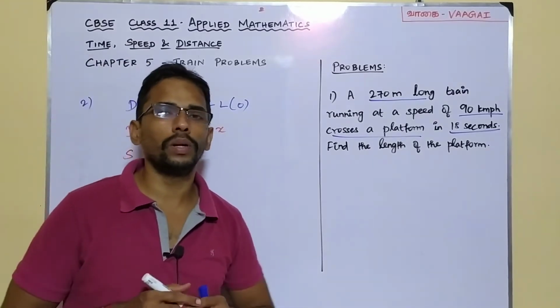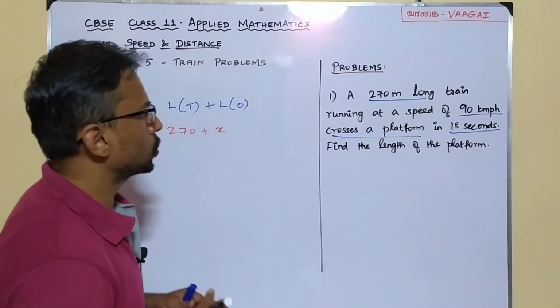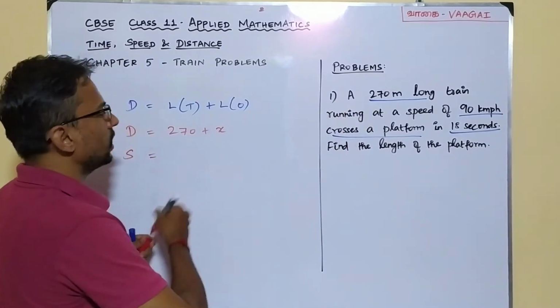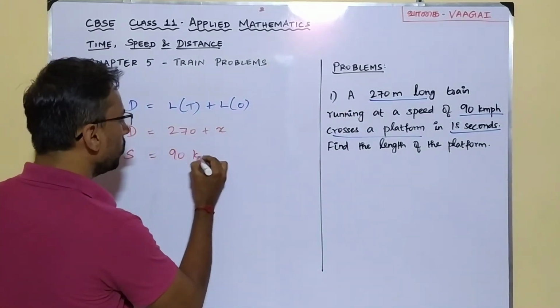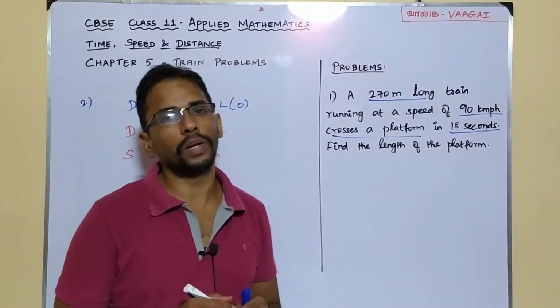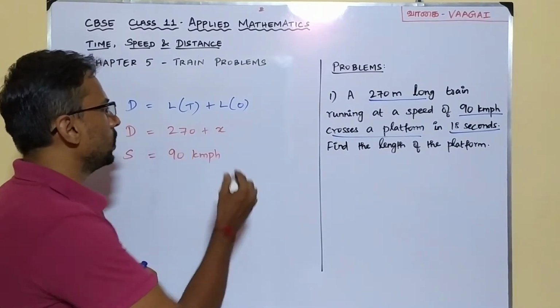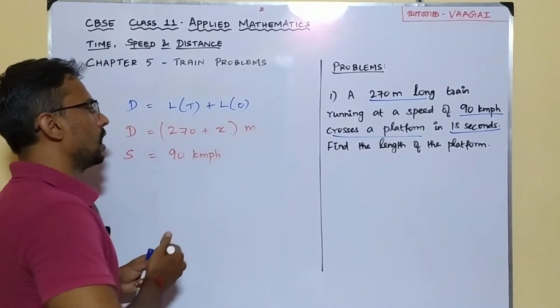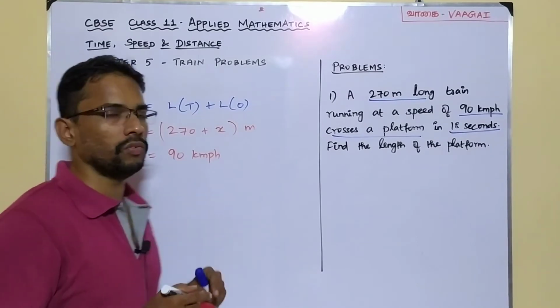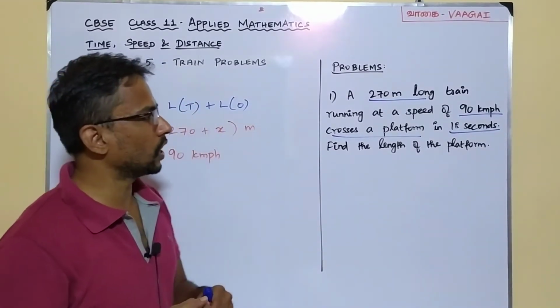Speed will be equal to, in case 2, the speed of the train only. Is it or not? The speed of the train is very clearly given. It is 90 km per hour. We have to be very clear with that. So 90 km per hour. Note that this distance is in terms of meters, and the speed is in terms of kilometer per hour. We should be very careful with the units which are used.